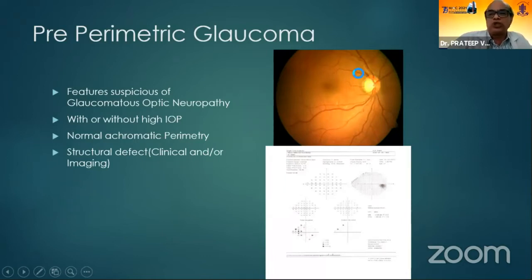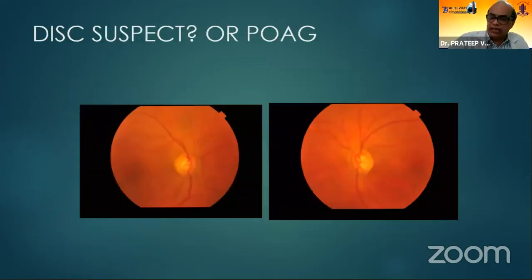And all of us know that the structural damage precedes the functional damage, and obviously the disc hemorrhage precedes the structural damage as well. So by doing a careful 90 diopter stereoscopic examination, you would be able to pick up this RNFL defect. And once you pick up this defect, even if there is no defect on the white perimetry, the patient has glaucoma. You can look over this.